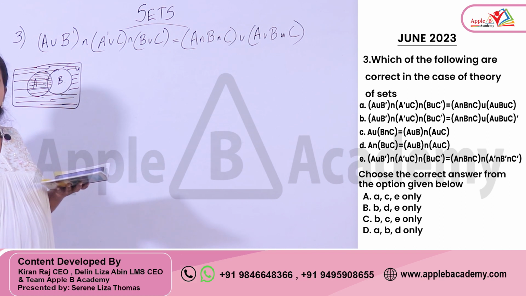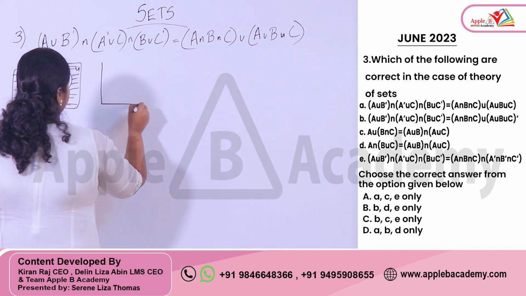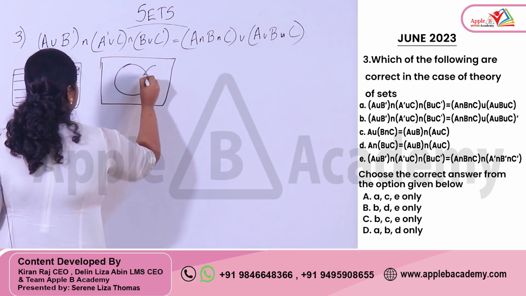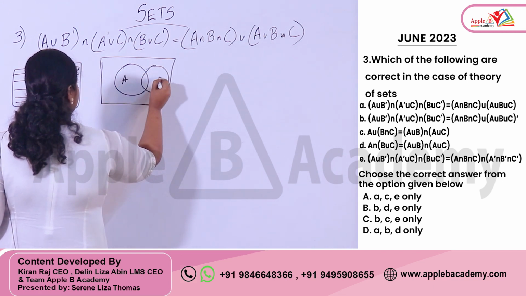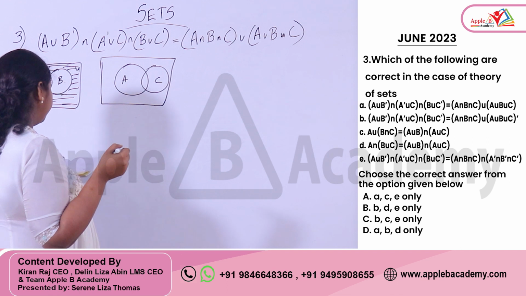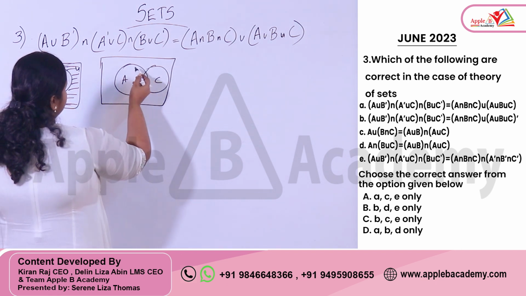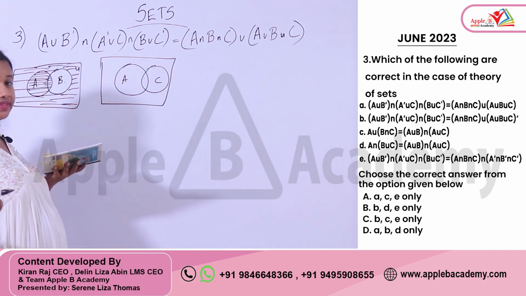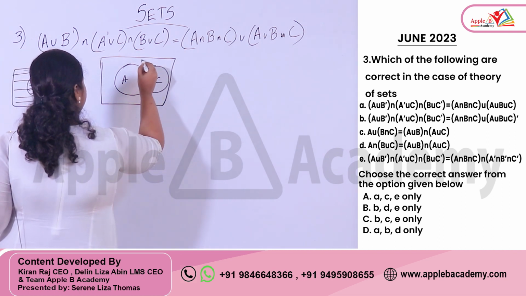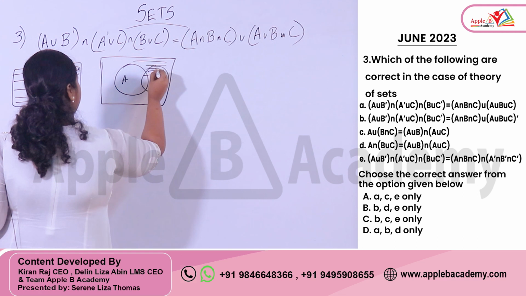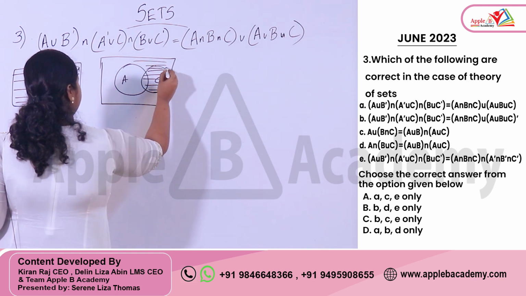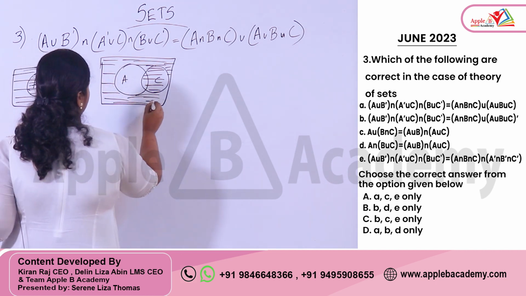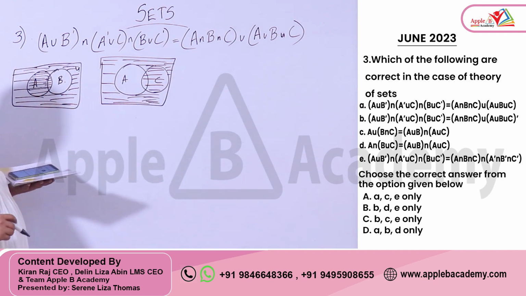Next one is A complement union C. This is A, this is C. Now A complement union C. A complement means everything outside A, and A complement union C means the entire portion of C and everything outside A. This is A complement union C.